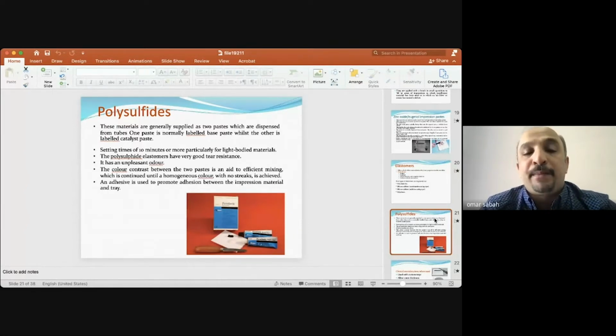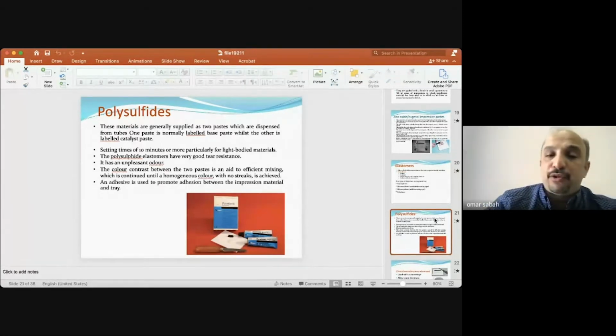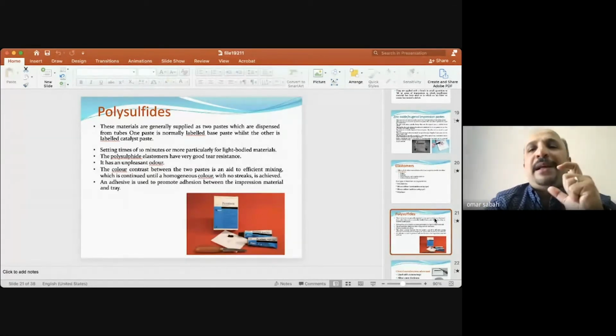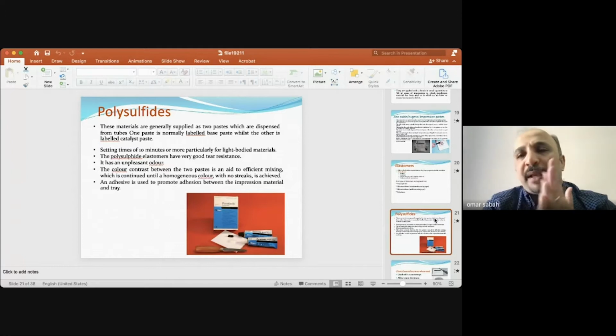An adhesive is used to promote adhesion between the impression material and the tray, because you have a non-sticky material. You should use adhesive with these materials. The adhesive comes in small bottles. You can add it to the special tray base, according to the instructions of the material. After that, I load my material on the tray and then push it into the patient's mouth.